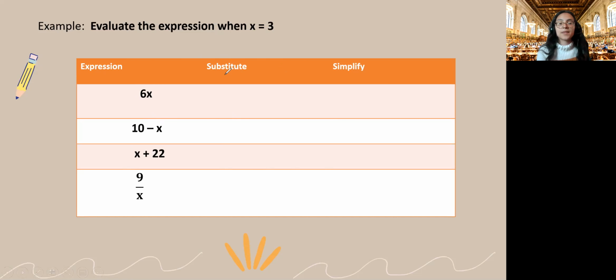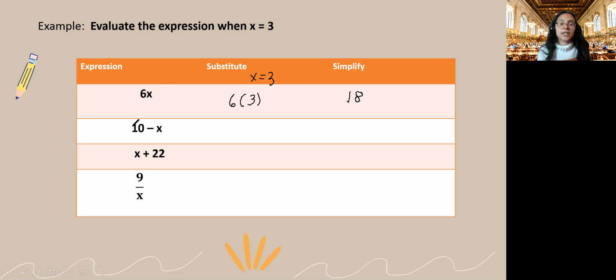Right up here, to begin with, I always like to write what my given value is. So x is equal to 3, so that I know that wherever I see an x here on the left-hand side, I'm going to replace that with a 3. I'm going to substitute a 3 every time I see an x for this problem. So beginning with the first one, it's 6 times x. So I'm going to write 6 times 3. And this will be 18.